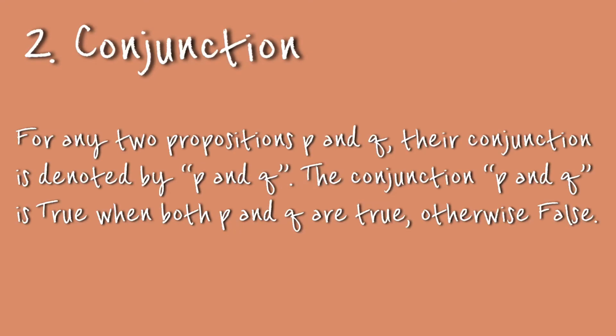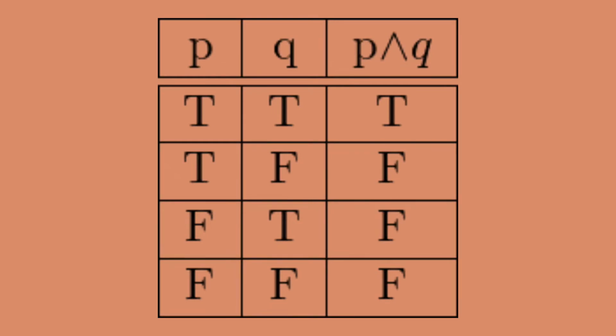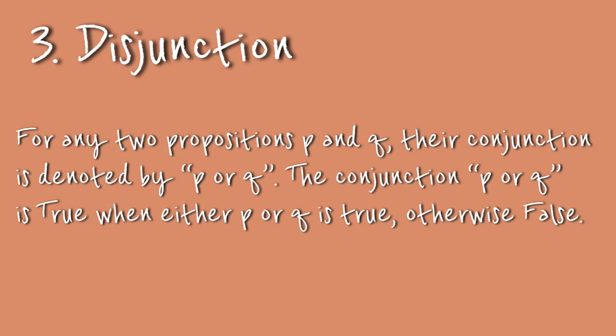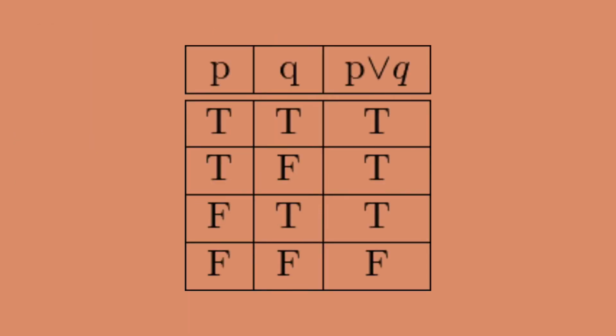Second is the conjunction. For any two propositions P and Q, their conjunction is denoted by P and Q. The conjunction P and Q is true when both P and Q are true, otherwise false. This is the truth table of P and Q. Next is disjunction. For any two propositions P and Q, their disjunction is denoted by P or Q. The disjunction P or Q is true when either P or Q is true, otherwise false. This is the truth table of P or Q.